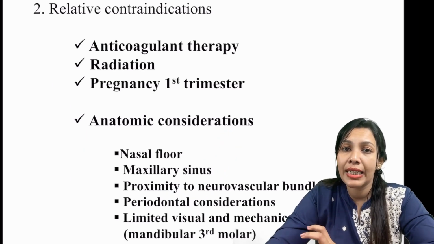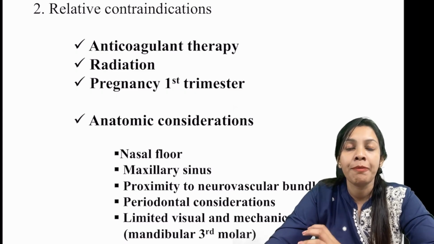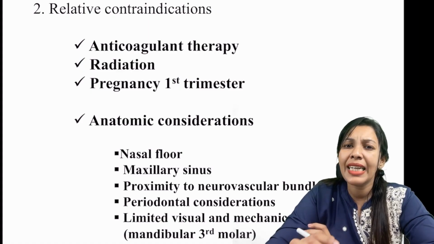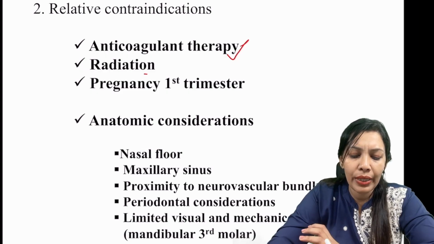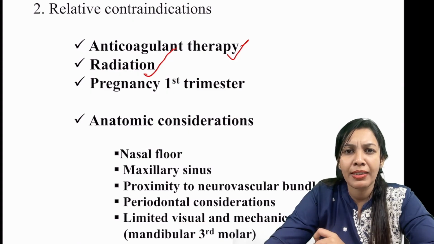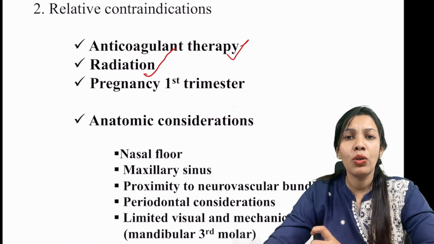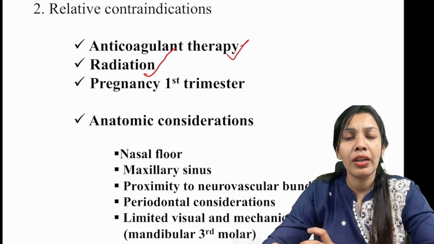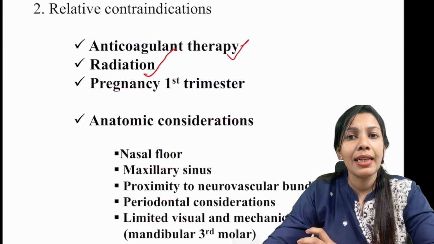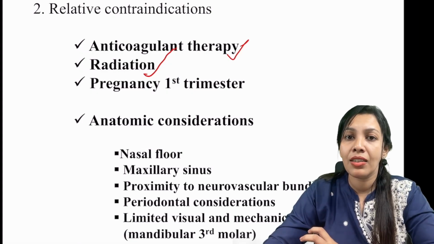Now, the relative contraindications include anticoagulant therapy, where we can actually stop the anticoagulant drugs and then we can do the endodontic procedure. That is why it comes under relative contraindication. And patients undergoing radiation, sometimes the patient might be on bisphosphonate drugs for treating osteoporosis, multiple myeloma, etc. In those patients, if we do a surgery, there's a chance of development of bisphosphonate related osteonecrosis of the jaw. So those are relative contraindications. And next, pregnancy first trimester is contraindicated.